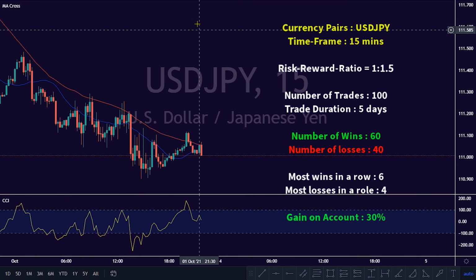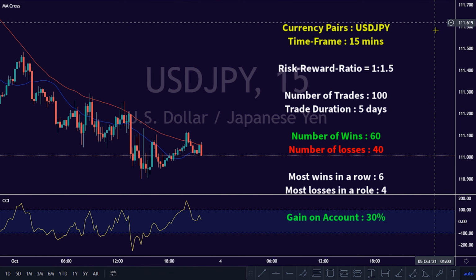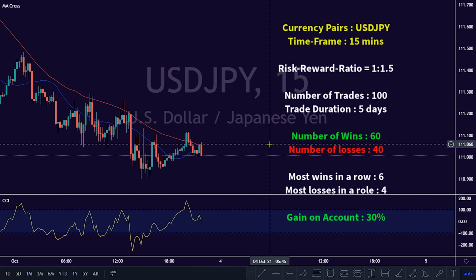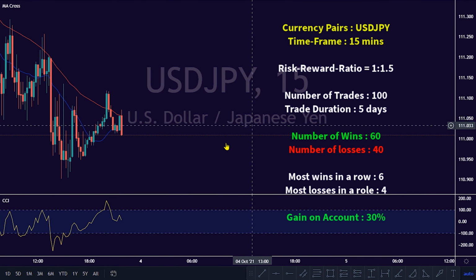Here are my 100 times back-tested trading results in a roll based on this trading concept on the 15-minute time frame of the USD Japanese yen. I implemented the 1 to 1.5 ratio. That was on 100 trades for 5 days. I got 60 wins and 40 losses.